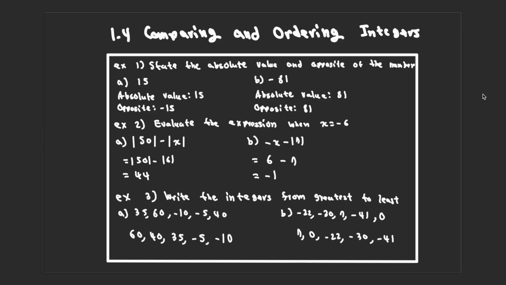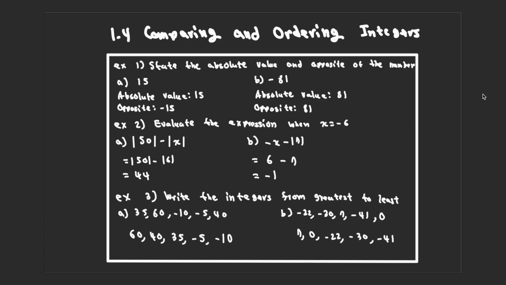The third set of problems asks us to write the integers from greatest to least. The first question asks us to order 35, 60, negative 10, negative 5, and 40. We know that the bigger a positive number gets, the greater it is in value, and the bigger a negative number gets, the smaller it is in value. Using this logic, we can order these numbers to get 60, 40, 35, negative 5, and negative 10.